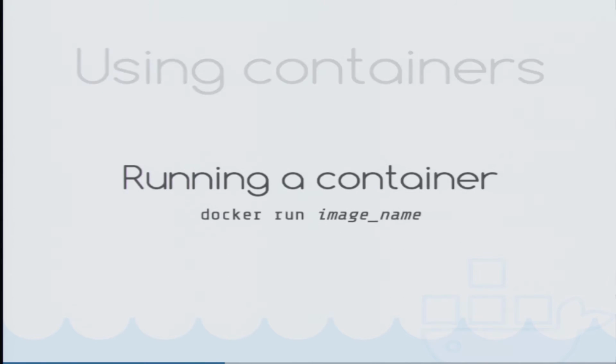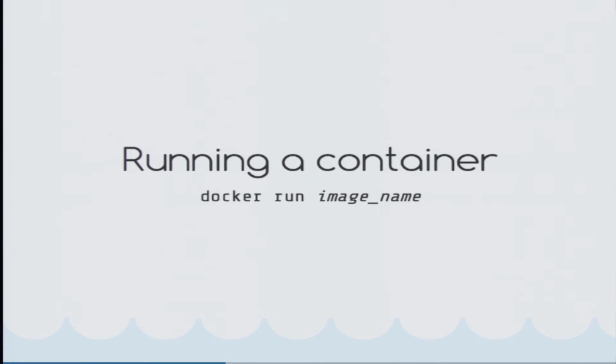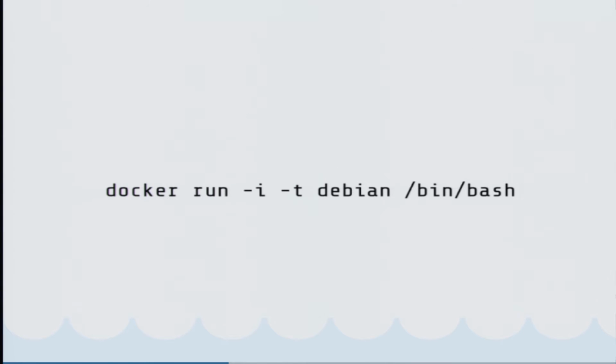How do we get it to work? To run a container, you do docker run and you specify the image name. So this is our command to run Debian Linux on Docker. You can do this right now if you want. You might kill the Wi-Fi. docker run -i -t debian bash. What is all this stuff?